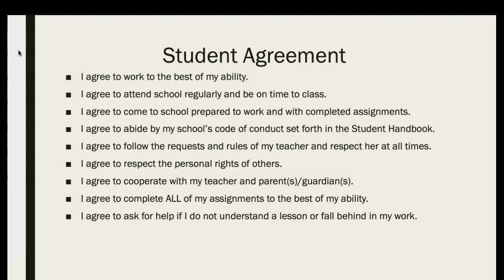The student agreement is that they will agree to work to the best of their ability, attend school regularly and be on time to class, come to school prepared to work and with completed assignments. They must agree to abide by the school's code of conduct set forth in the student handbook, and to follow the requests and rules of the teacher and respect her at all times. Respect the personal rights of others, cooperate with the teacher and the parents and guardians, and complete all of the assignments to the best of their ability, and ask for help if they don't understand the lesson or if they fall behind in any work.